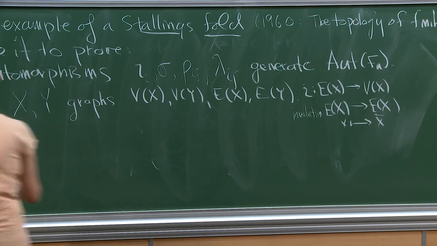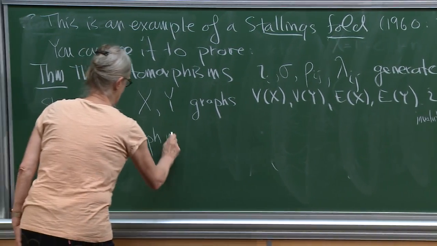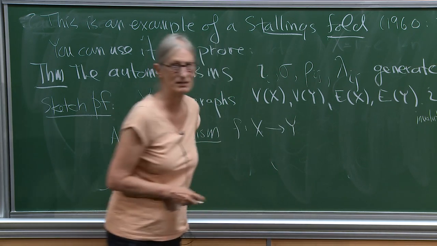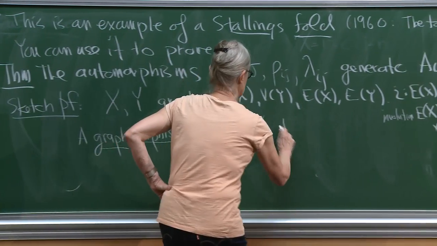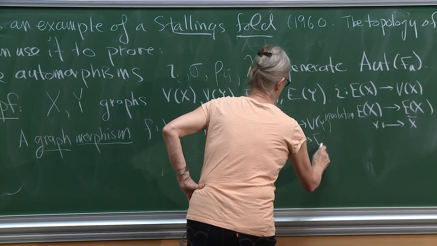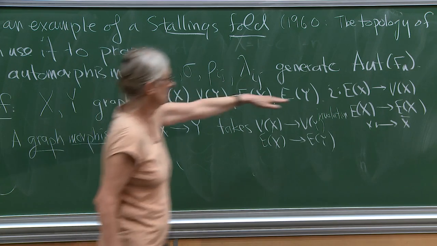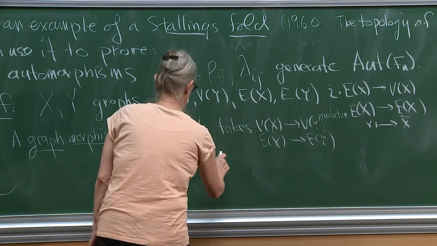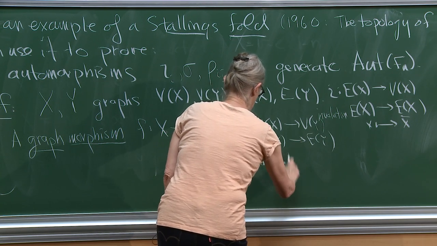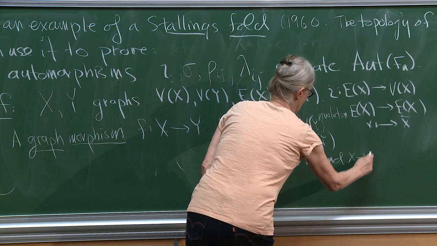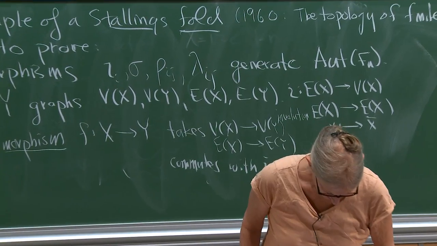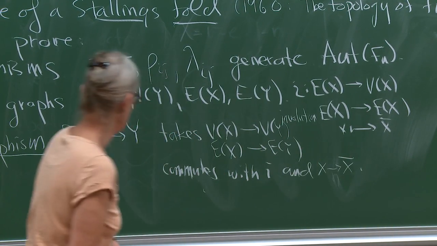And a graph morphism, well, it's just what you think. It takes vertices to vertices and edges to edges. But in order to be a morphism, it has to play well with the initial vertex map and with the involution. Plays well means commutes. Okay? So that's what a graph morphism is. And X and Y are graphs.